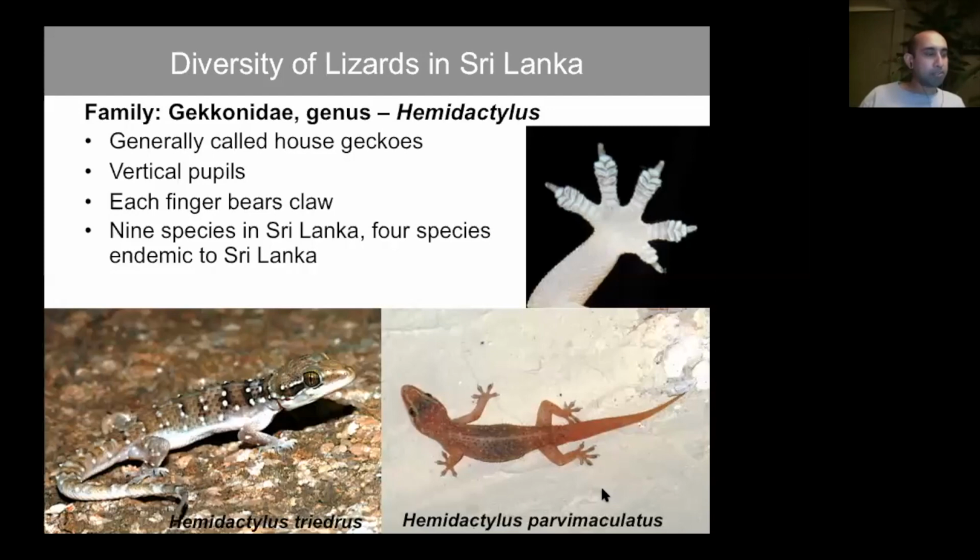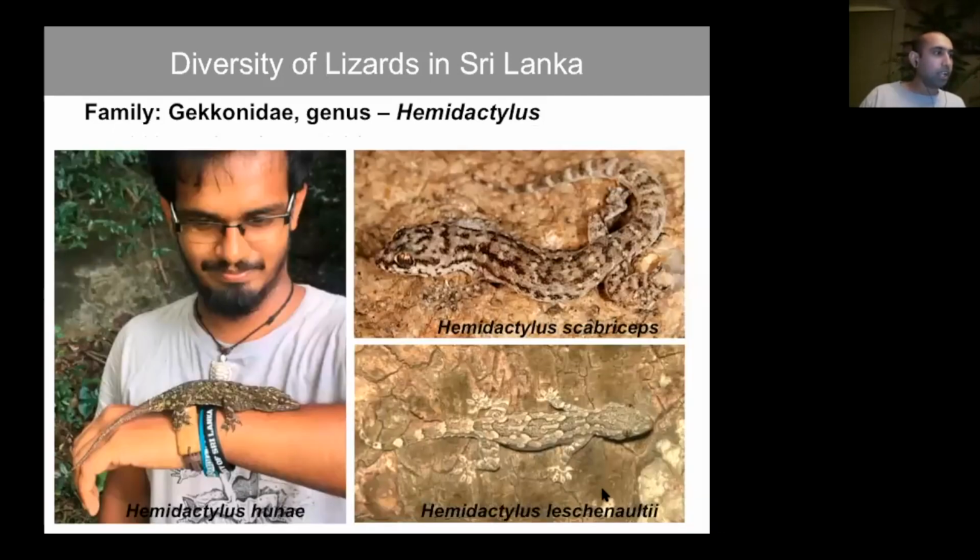Pavimaculatus has an extremely rough or coarse type of body. The ones you find inside houses are light colored. You can also find them outside houses, where they are usually dark in color. And then the largest gecko in Sri Lanka is also a member of this genus.